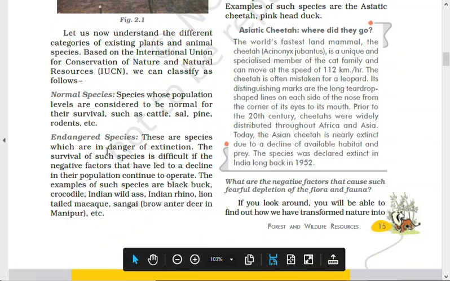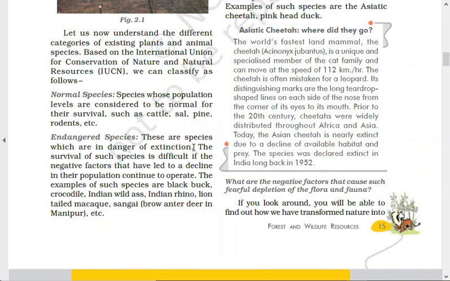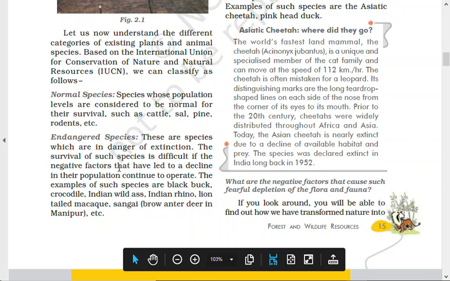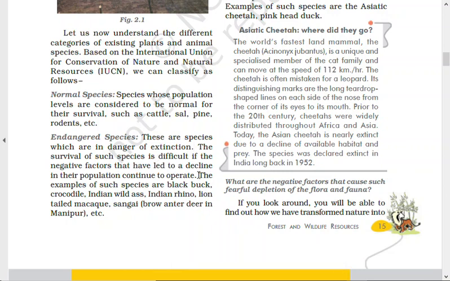These are the species which are in danger of extinction. That means they can become extinct if we do not take care. The survival of such species is difficult if the negative factors that have led to the decline in their population continue to operate. So if we keep continuing like this, doing these activities because of industrialization, modernization, cutting the forest, more urbanization, these things will happen.